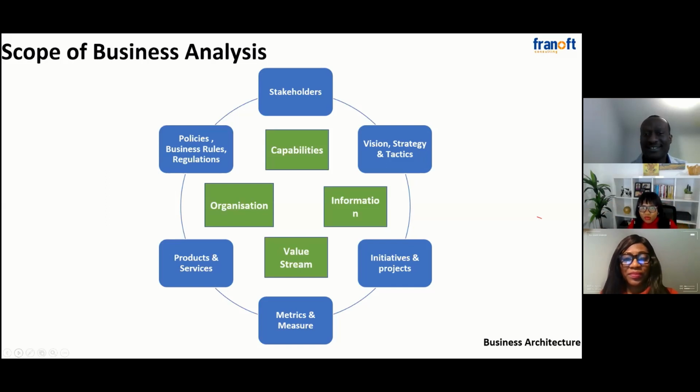You're working with diverse stakeholders. You're also working at the strategic level to help organizations gain competitive advantage. You're working on initiatives and projects. You're working to help design new products and services. You're working to improve the capabilities of the business. You're helping to make sure that information of the organization is safe, secured, well managed. You are improving the value stream of the organization. You are modeling the organization to be able to deliver on their vision and strategy. So business analysis is practiced in every corner of the organization. No part is excluded. All right, please, next slide.